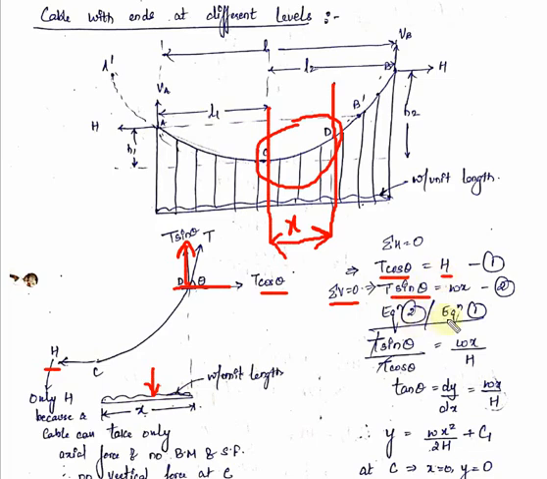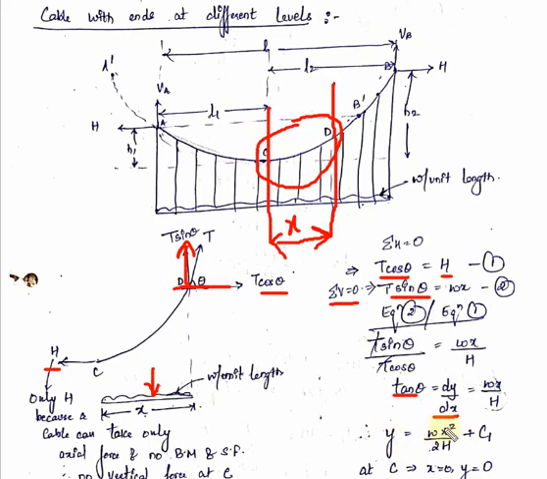Now dividing equation 2 by equation number 1, we will get T sin theta upon T cos theta equal to Wx by H. Sin theta by cos theta, we know that it is tan theta. Tan theta is also slope, and slope can also be written as dy by dx. So we can write tan theta equal to dy by dx, and this will be equal to Wx by capital H. So from here we can find out the equation of y by integrating dy by dx. See, we know the equation of dy by dx. So if we integrate dy by dx, we will get the equation of y.